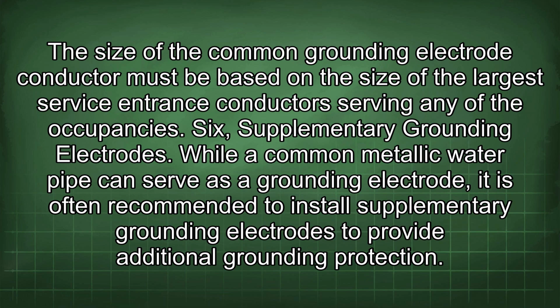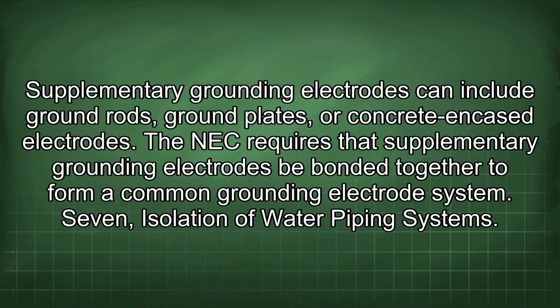6. Supplementary grounding electrodes. While a common metallic water pipe can serve as a grounding electrode, it is often recommended to install supplementary grounding electrodes to provide additional grounding protection. Supplementary grounding electrodes can include ground rods, ground plates, or concrete encased electrodes. The NEC requires that supplementary grounding electrodes be bonded together to form a common grounding electrode system.